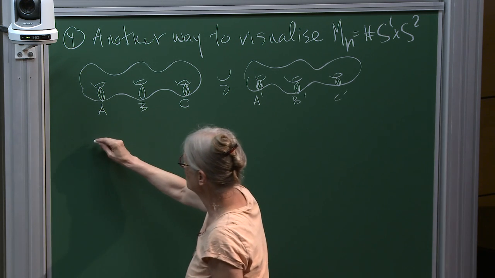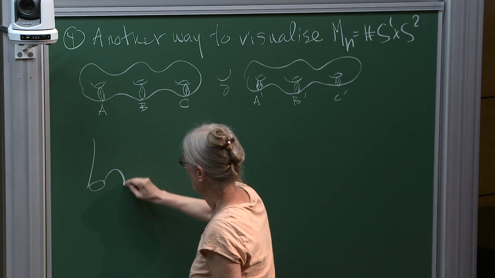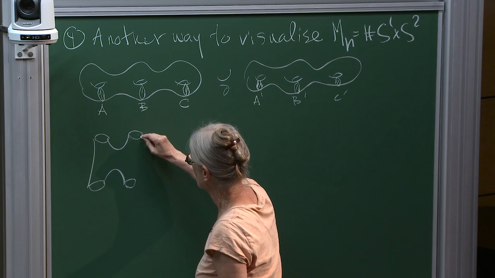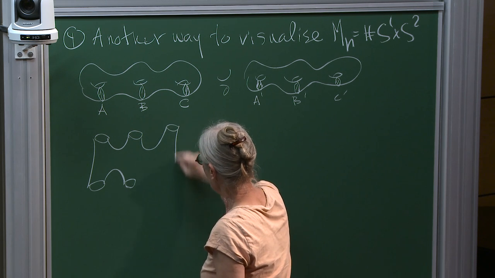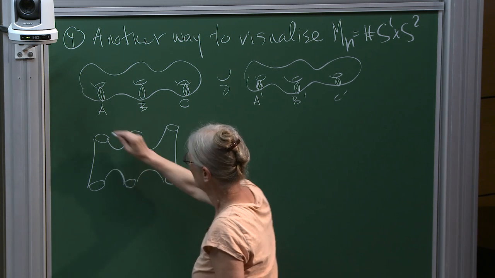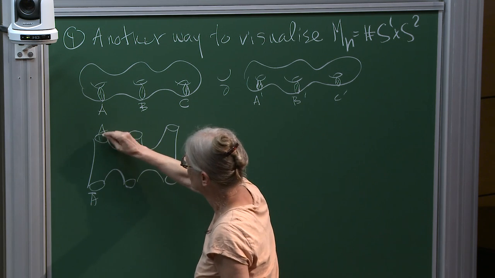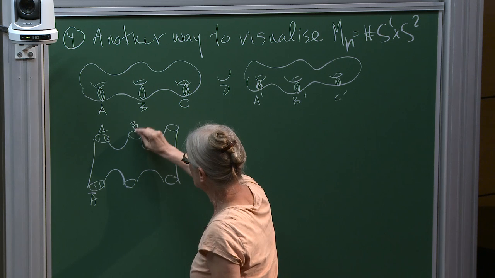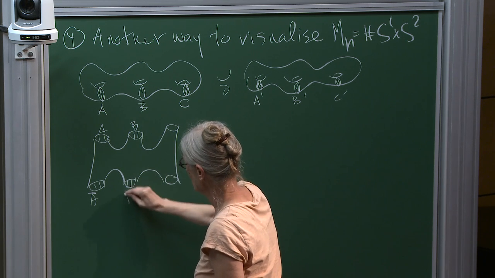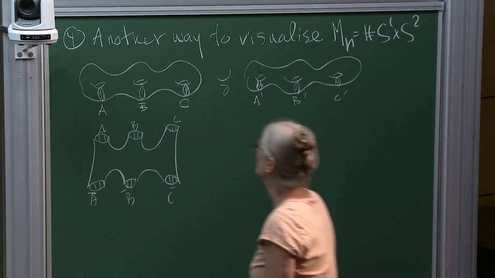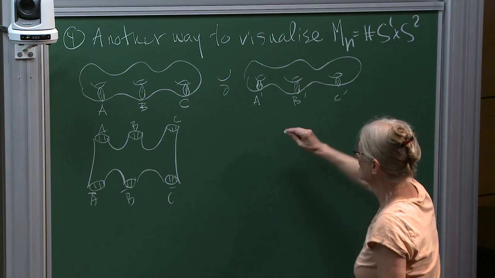Let's cut this guy open along these spheres. Here's A, here's the other half of A, here's B, here's the other half of B, here's C, here's the other half of C. And do the same thing over here.